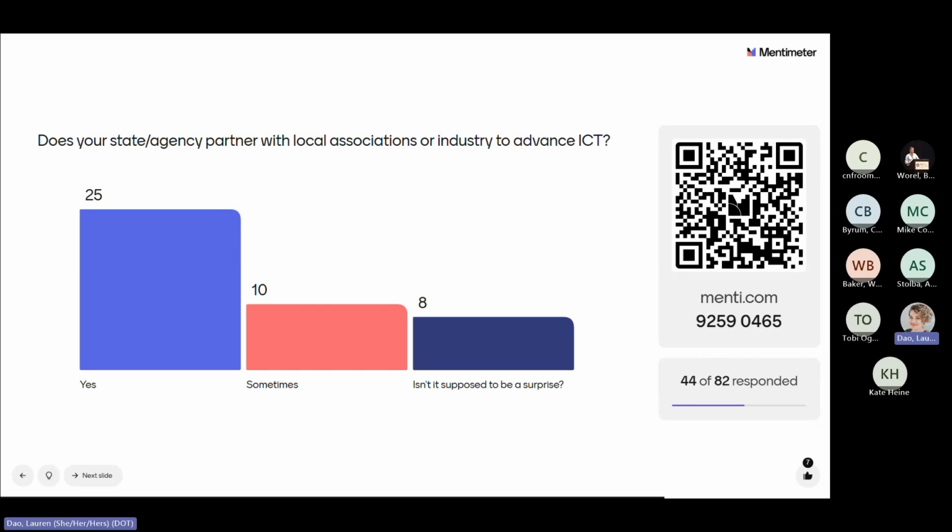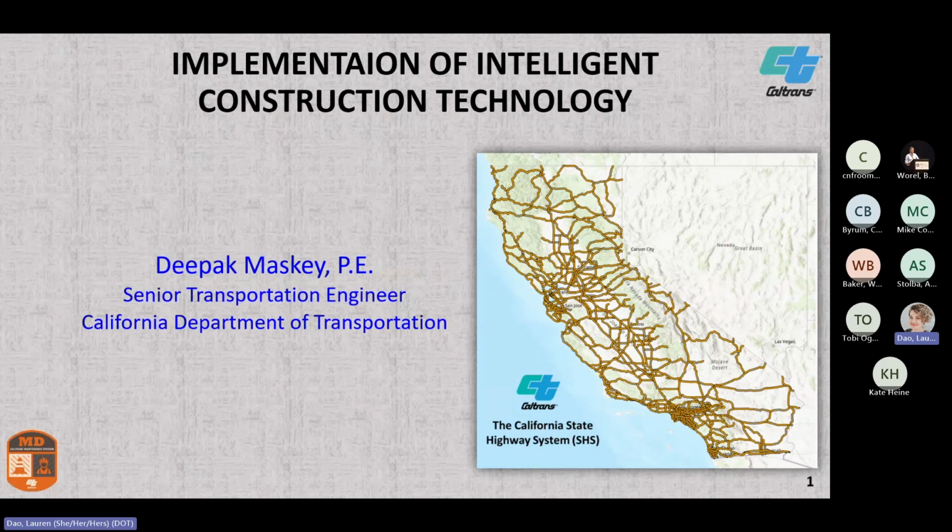It's starting to level out, but some good partnering going on, looks like. So our next agency's perspective will be from Deepak Maskey. He's a senior transportation engineer for the California Department of Transportation.